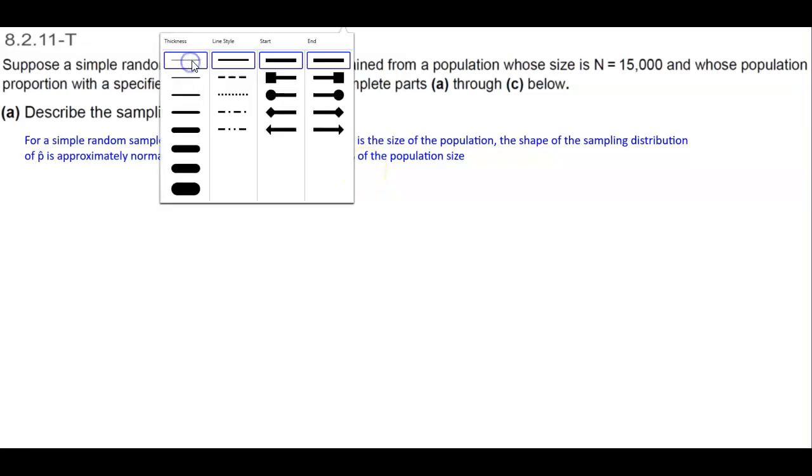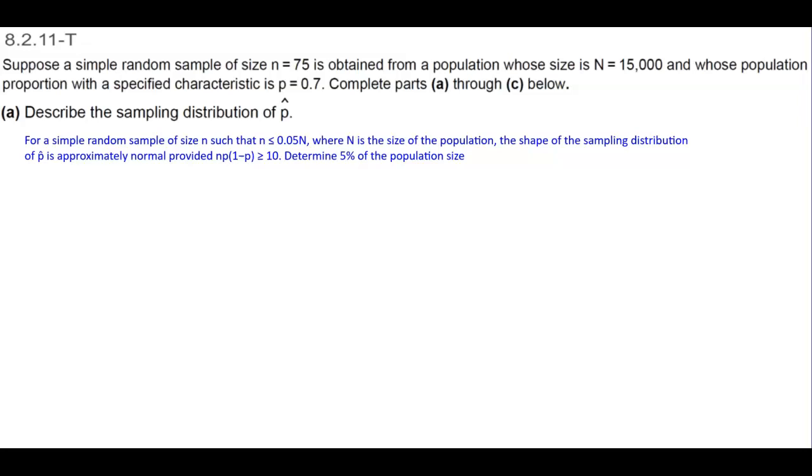So the first thing we're going to do is determine the population size. We want to find out if n is going to be less than or equal to 0.05 times capital N, where the sample is 75 and the entire population is 15,000. We know n is 75, and we want to see if that's less than 0.05 times 15,000. So we know that 75 is less than or equal to 750. So that checks.